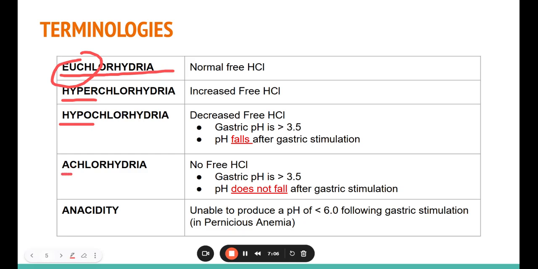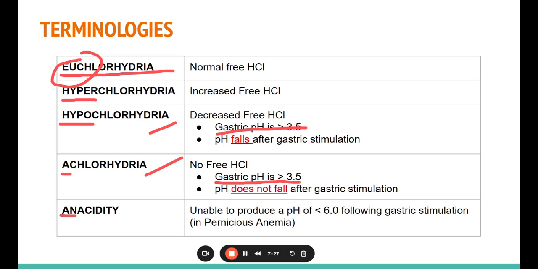The A in achlorohydria means absence, so no HCl. Also the an in anacidity also means absent, so no acid. Notice that both the hypo and achlorohydria have gastric pH that is greater than 3.5.